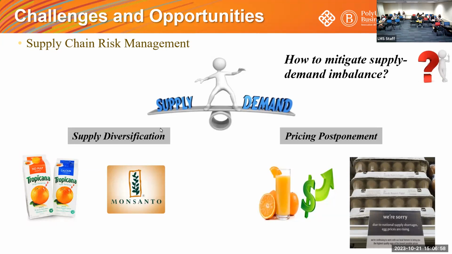Demand is always uncertain. So how can we mitigate the supply and demand imbalance by using different tools? For example, how we can diversify the supply by providing different products, and how we can use tools like pricing to shift the demand. Once we raise the price or lower the price, how will the demand be formulated? This is one of the questions that we are considering.